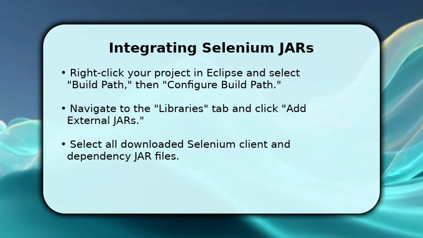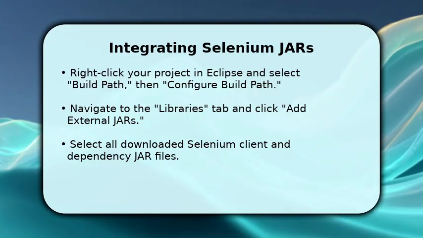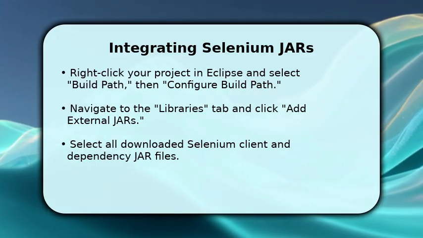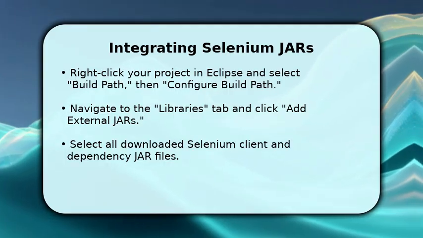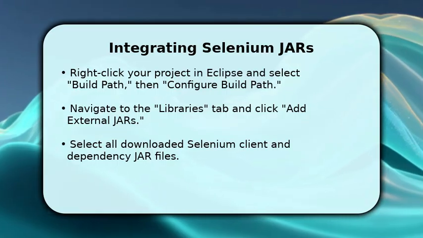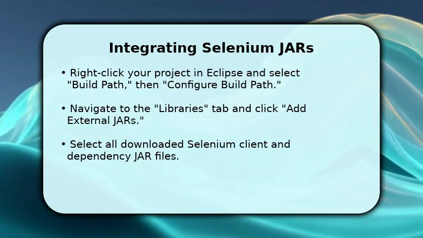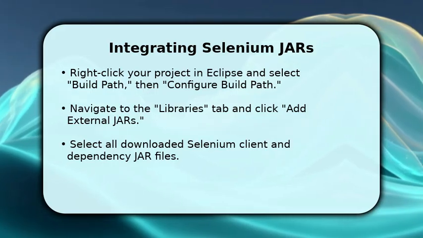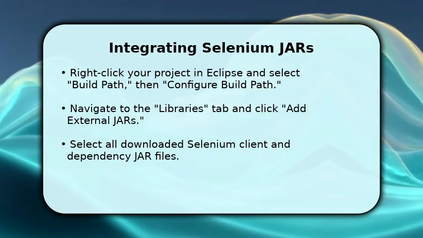To integrate the Selenium libraries, right-click on your newly created project in Eclipse. From the context menu, select Build Path and then Configure Build Path. In the window that appears, navigate to the Libraries tab. Here, you will click the Add External JARs button.